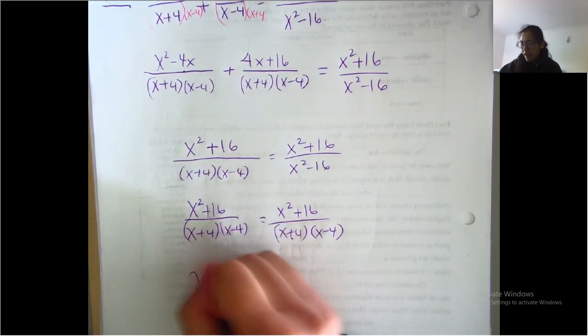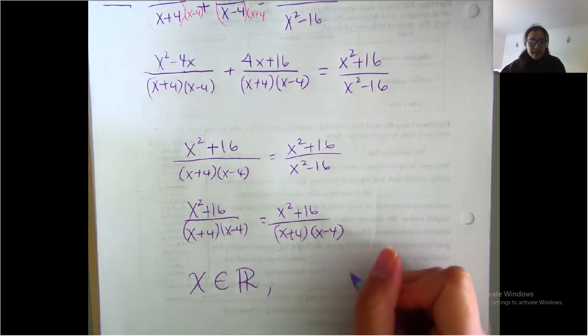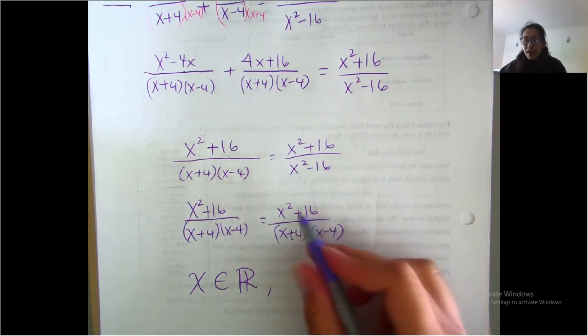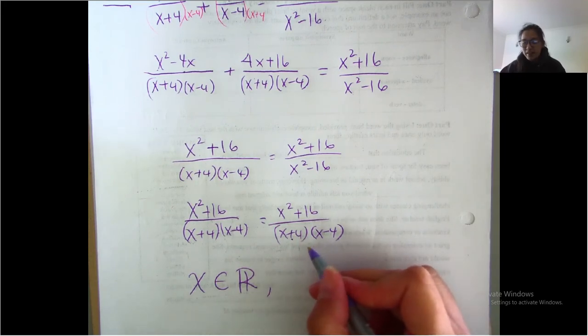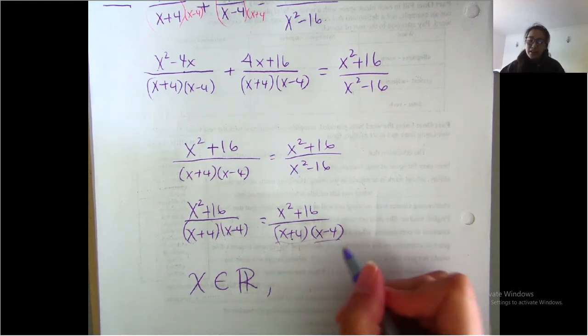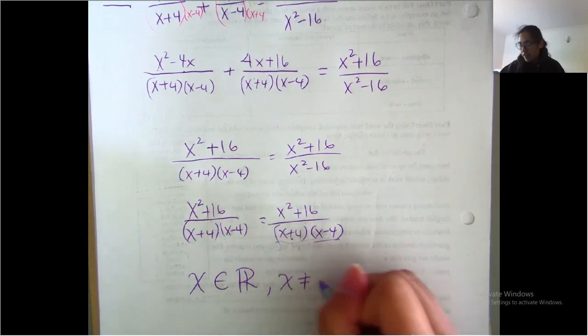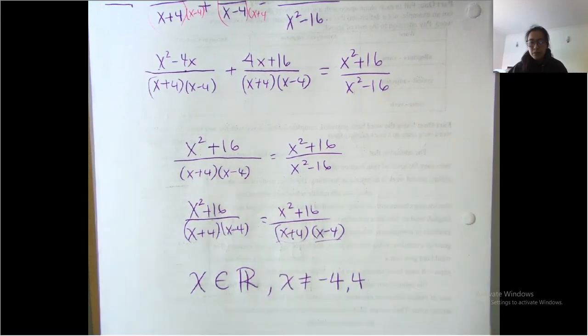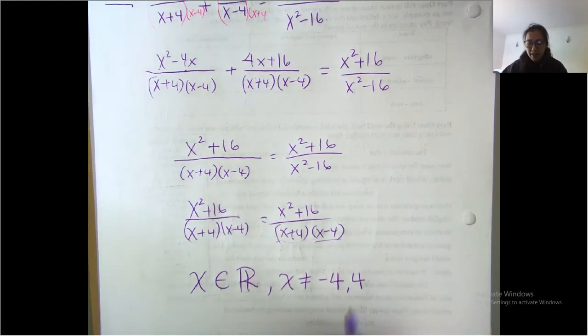And so we say x is in the set of all real numbers such that, and you'll notice that there's some factors in the denominator there. And so since they're in the denominator, those factors can't equal 0. And so, for example, x plus 4 can't equal 0, and x minus 4 can't equal 0 because you can't divide by 0. And so you have x does not equal negative 4 or 4. Okay, so x is in the set of all real numbers such that x does not equal negative 4 or 4 is going to be your answer.